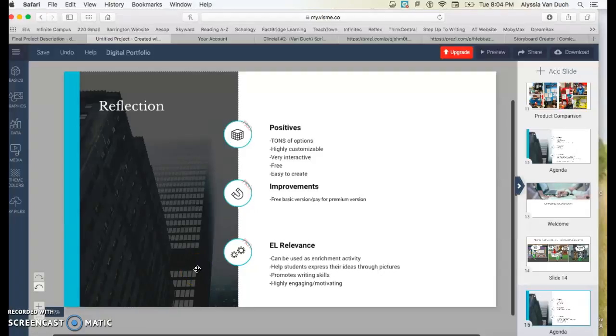So overall, that is my portfolio. I really enjoyed learning about different technology tools that I can implement in my classroom and seeing what other people have done as well. Thank you.